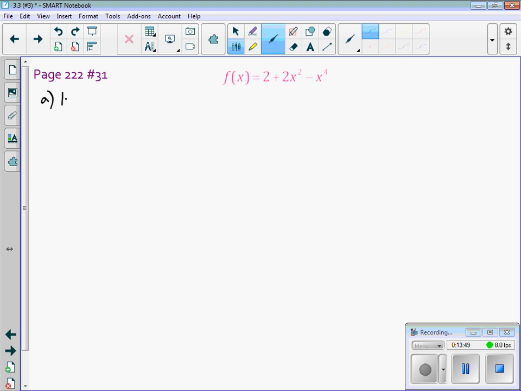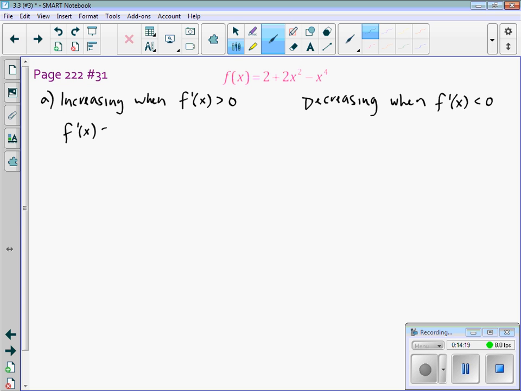So I always write here it's increasing when what? F prime is greater than 0. And then I'll just write my decreasing. That way I get my justification points without even having to do much work here. Okay, and then we actually have to find the derivative, so that's pretty easy here. So we get 4x minus 4x cubed. And I'm going to find when it's 0.